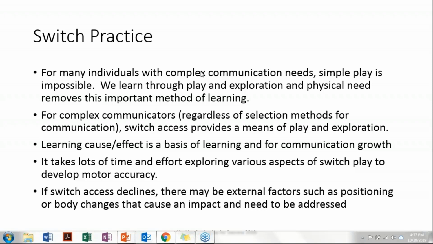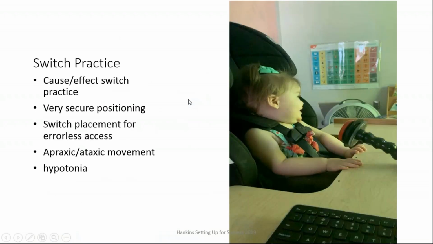It's not moving. There it goes. Why isn't it moving? There we go.